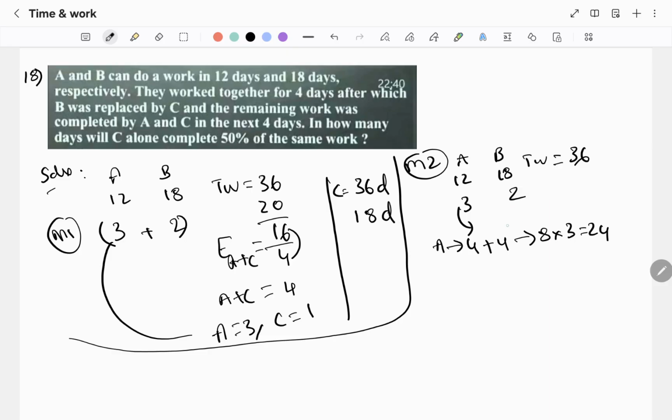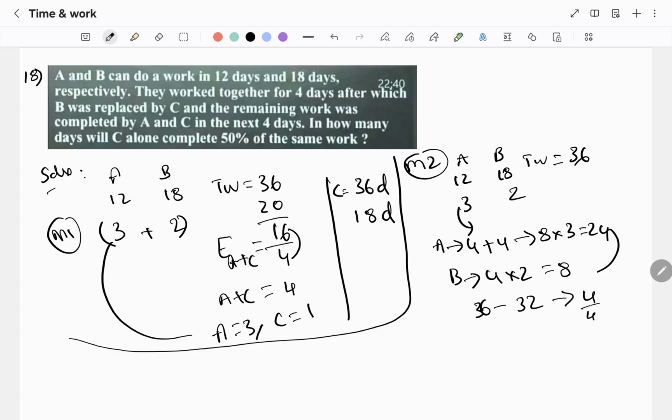B worked for how many days? Only 4 days. So 4 into 2, 8 parts. So total 24 plus 8, 32. Remaining 4 parts. Who has to do these 4 parts? C has to do.